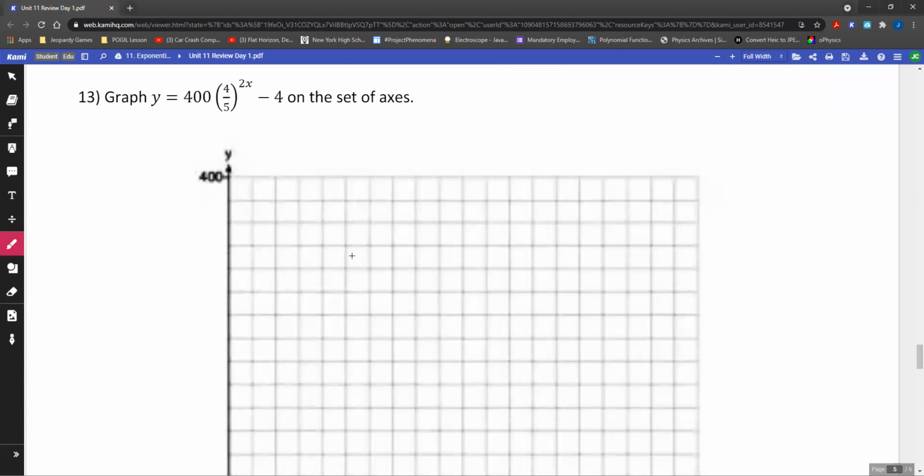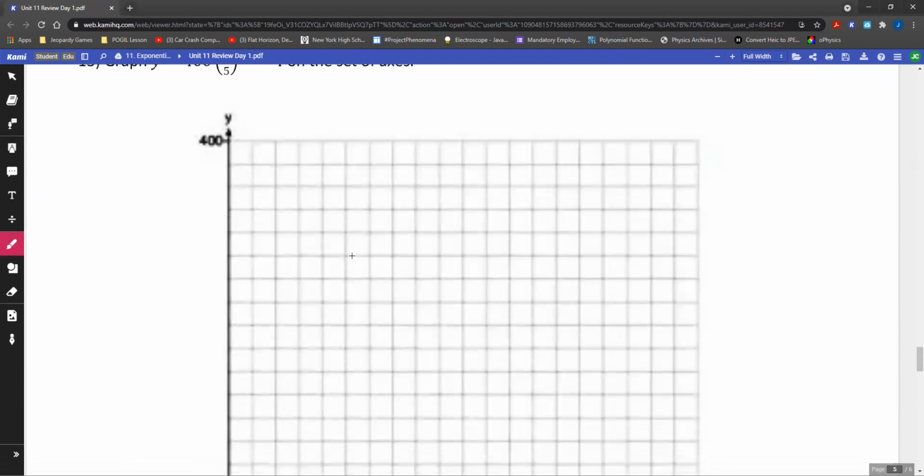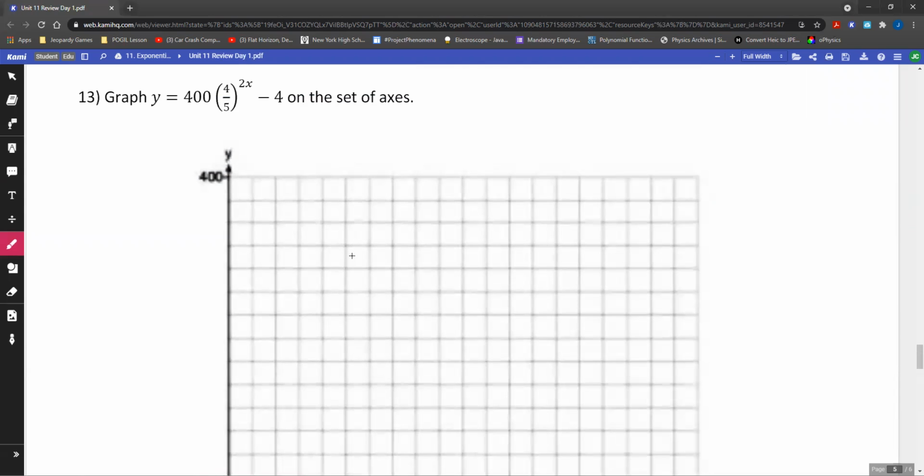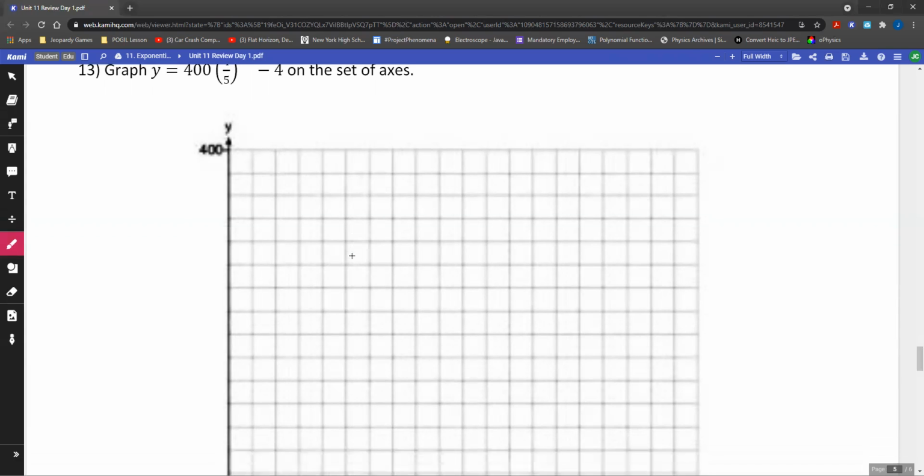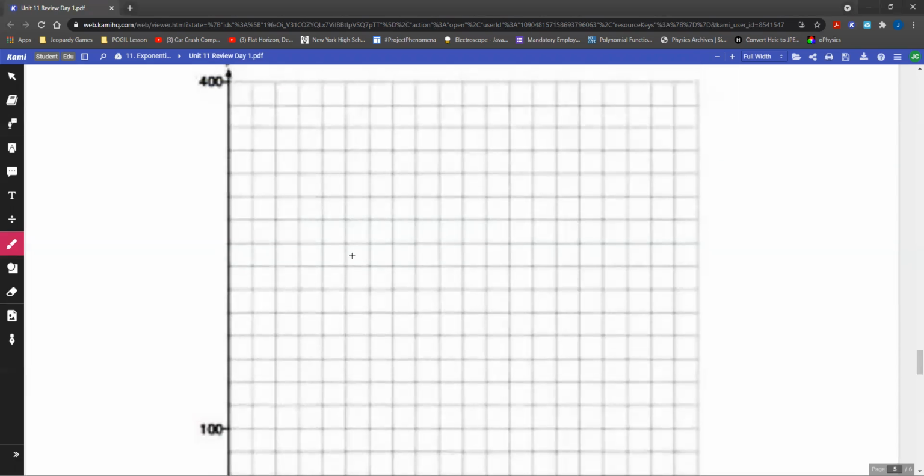All right, this one, they want us to graph this on the x-axis. So this one's a little bit trickier. What I'd recommend is, again, plug it into your calculator. If you didn't want to do that, you could just plug in numbers between 1 and 10. So 400 times 4 to the 5th to the 2x power minus 4. All right, so I'll have to put a little bit of numbers in between here. So let's see.